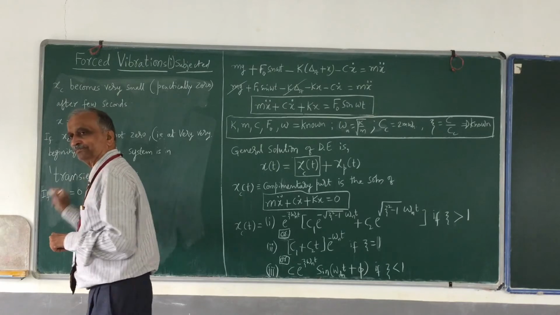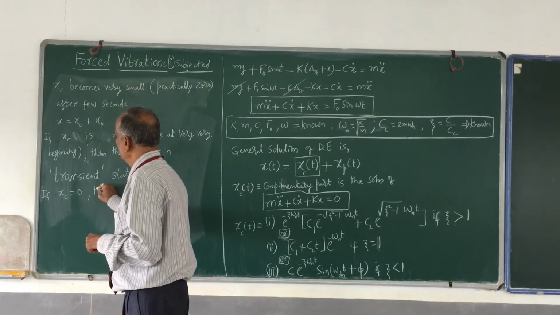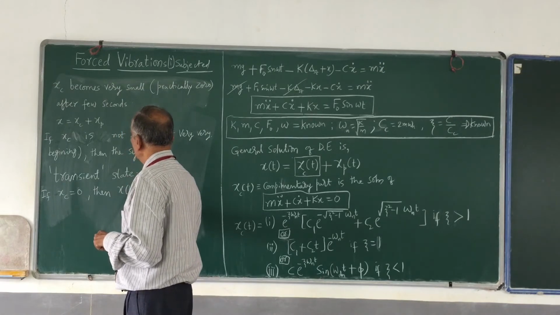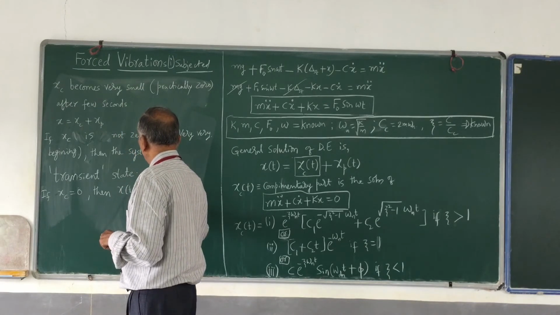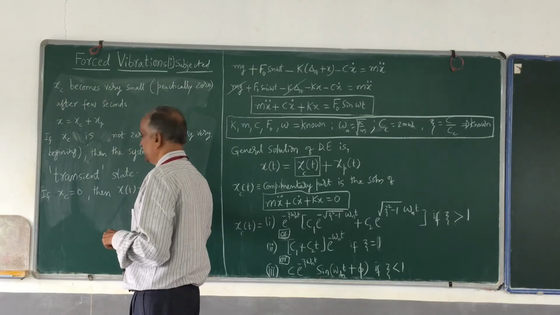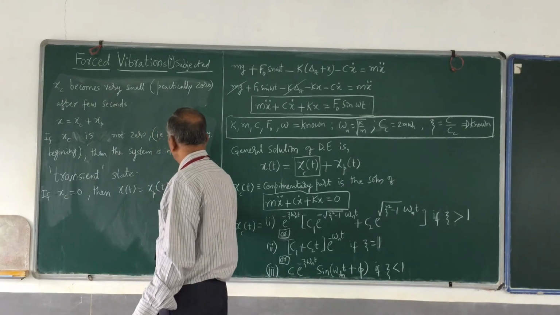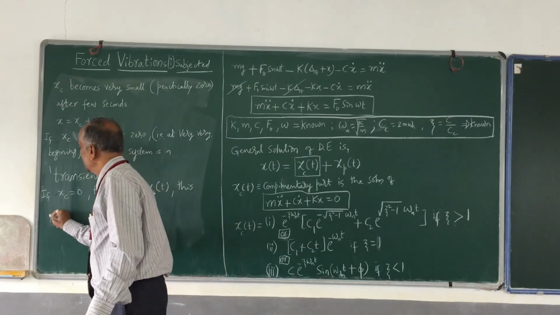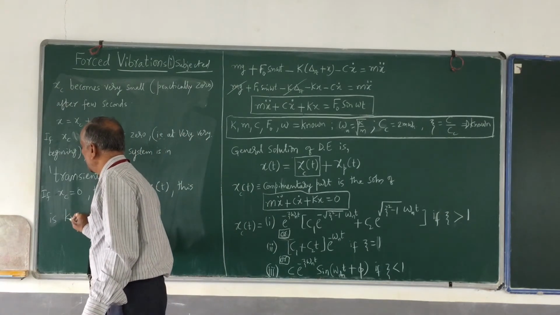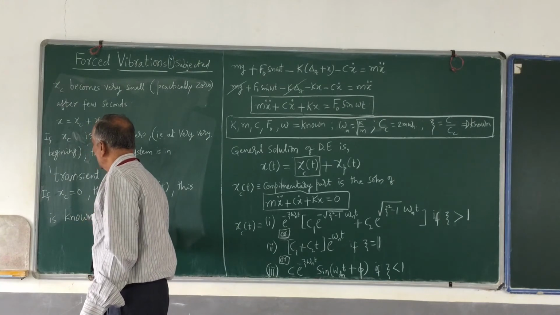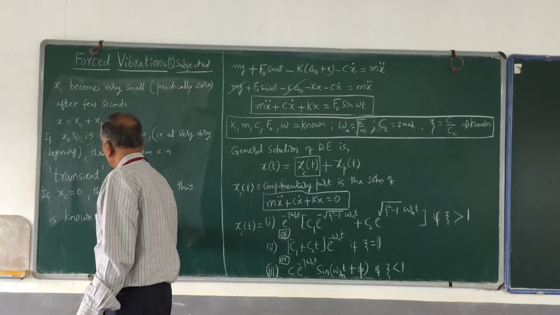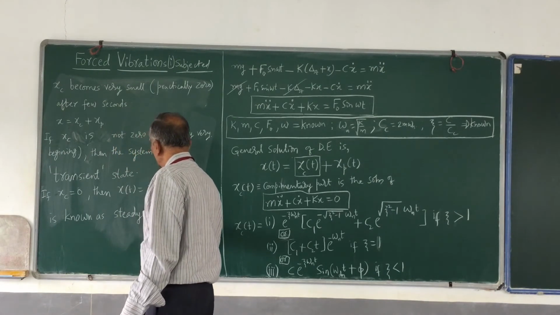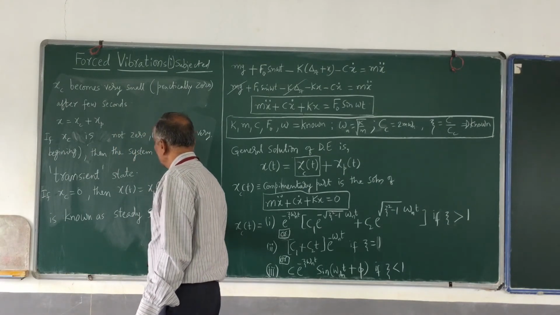If xc is 0, then x of t is equal to xp of t. This state is known as steady state.